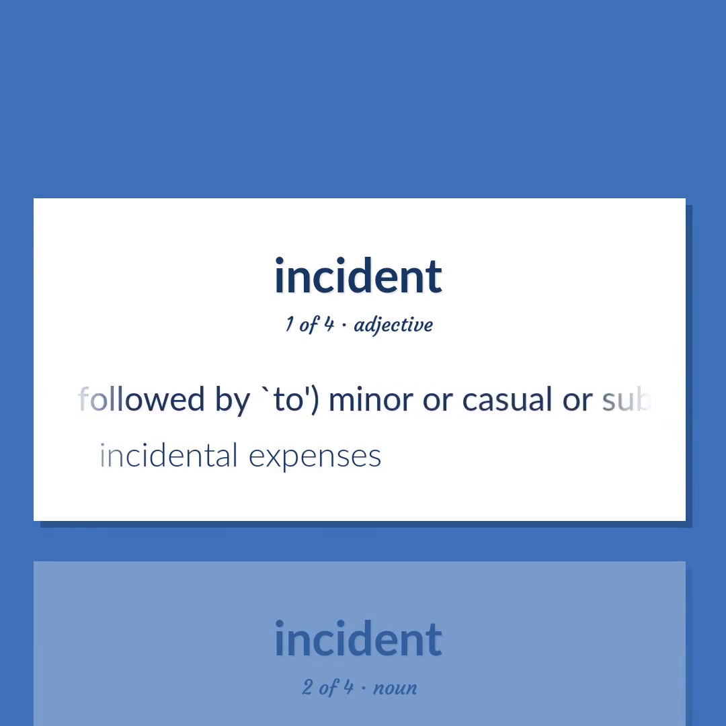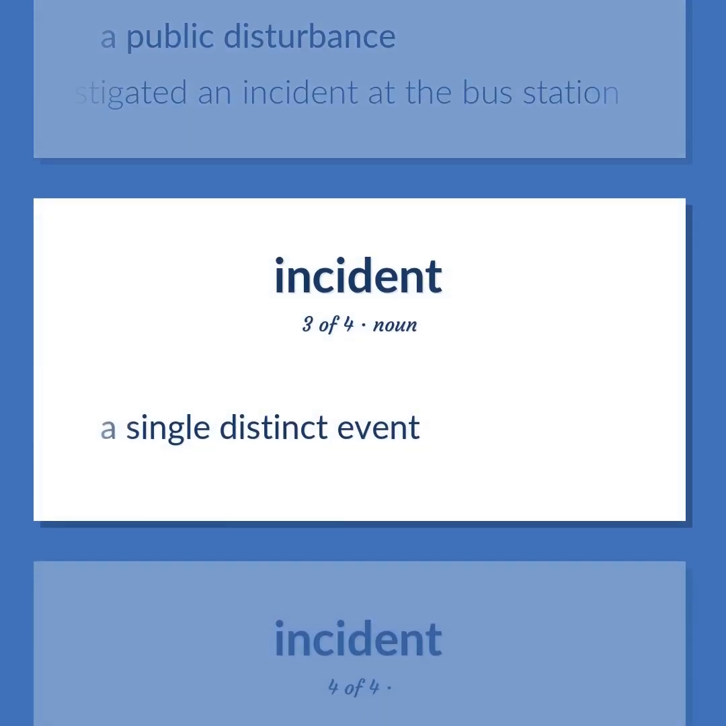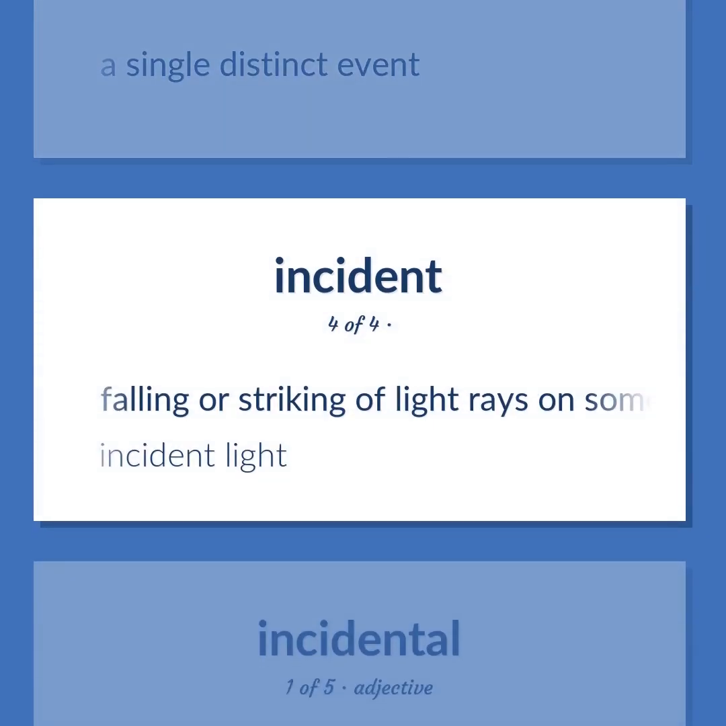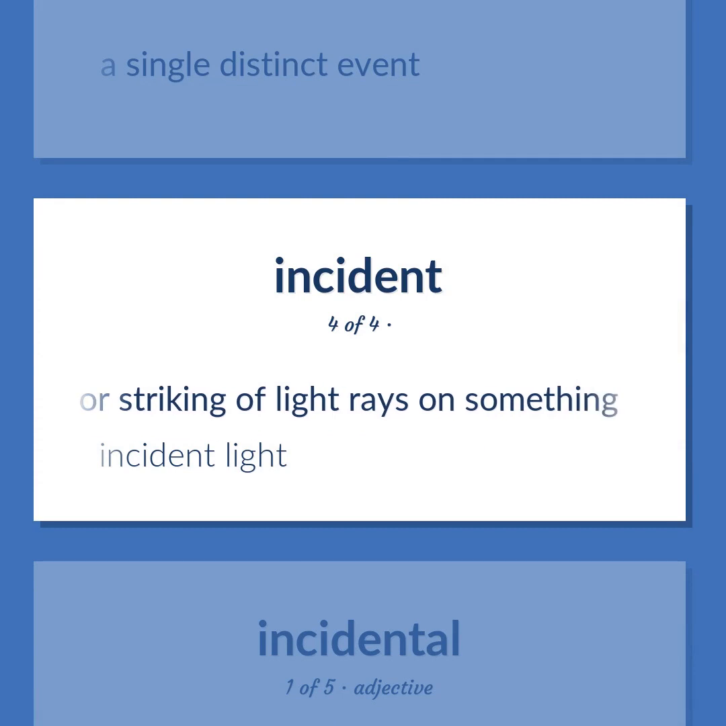Sometimes followed by "to": minor or casual or subordinate in significance or nature, or occurring as a chance concomitant or consequence. Incidental expenses. A public disturbance. The police investigated an incident at the bus station. A single distinct event. Falling or striking of light rays on something. Incident light.